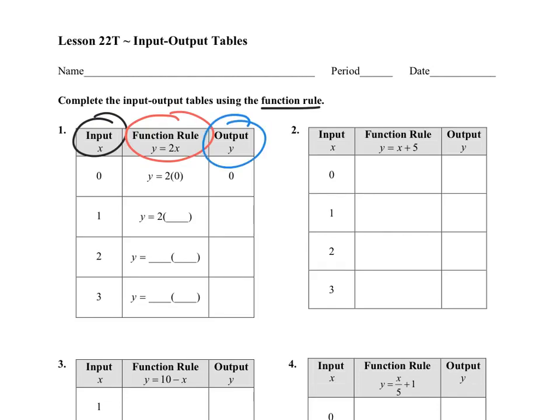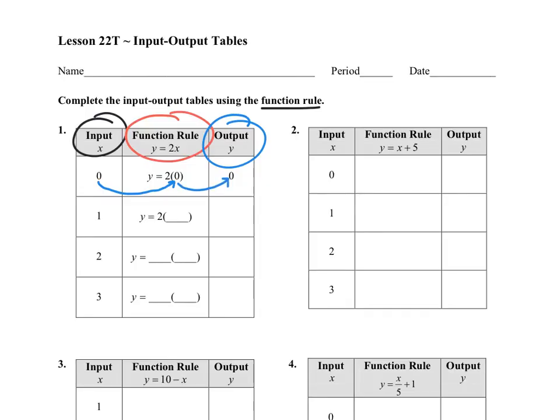So here's what they do. You start off with this function rule of y equals 2x, the equation, right? And they give you the value for x that they want you to substitute in. So I put 0 in for x, into the equation. So 2 times 0 results in 0.